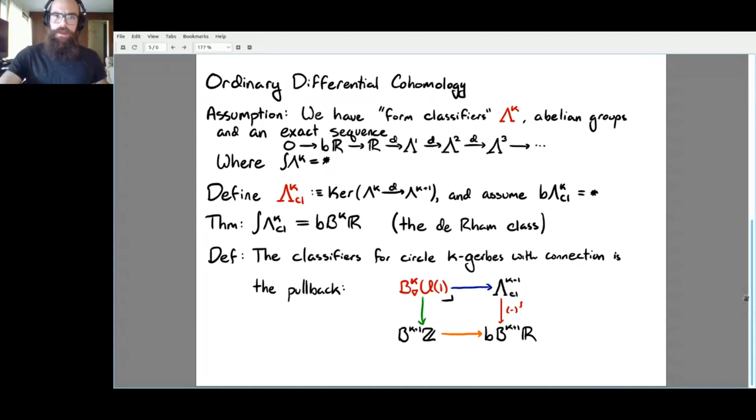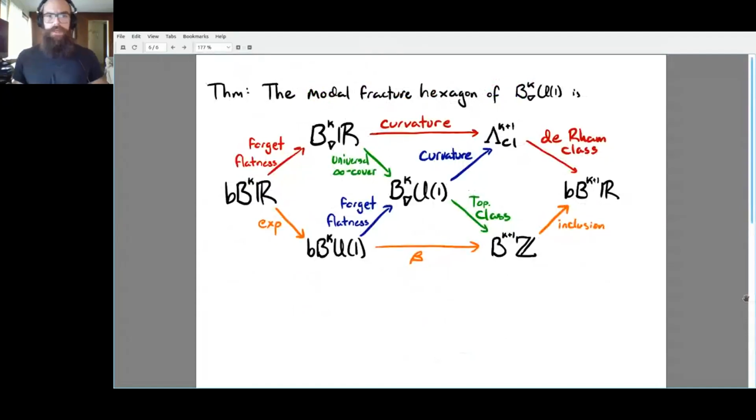And by the end, what we end up with is this theorem, which is that we calculate the modal fracture hexagon of the classifier for circle K-gerbes with connection to be this diagram. So we have the map that takes the curvature, we have the underlying topological class of our differential cohomology class, and these are made by a pullback over the de Rham class, or the inclusion into the real numbers, or really the tensoring up into the real numbers.